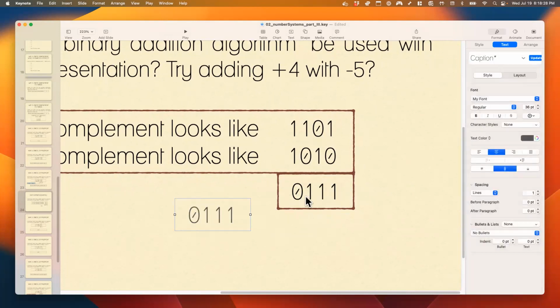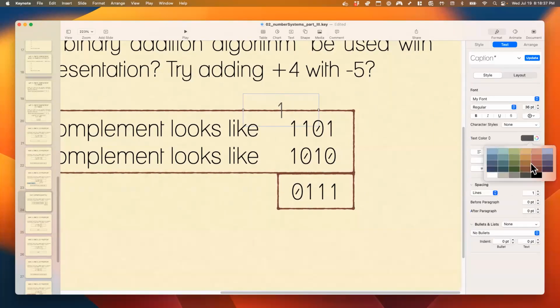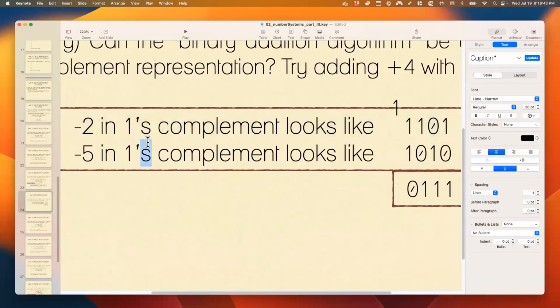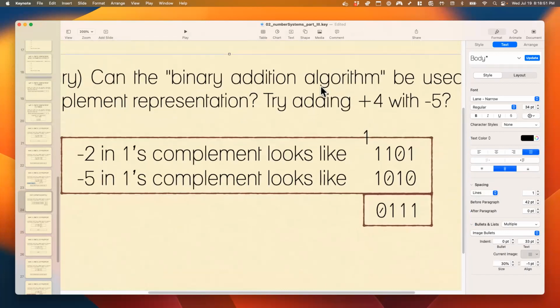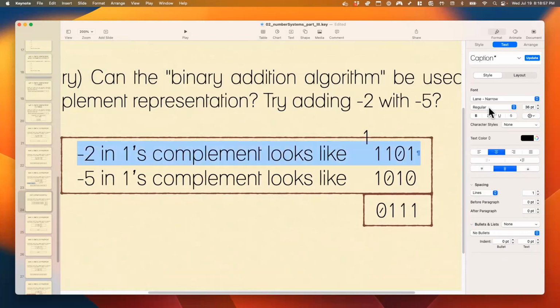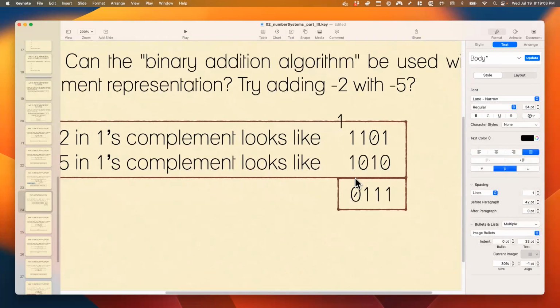Let me make this the same font. We do have a 1 that's going to be probably here that we have to just throw away maybe, because we can't do anything with that one. So in summary, what's happening here is that adding -2 to -5 is not giving us the value that we want to get. And as a result, maybe, let me make this -2 so that it's not confusing here. And because of that, you might think that we cannot do addition or proper addition in one's complement.